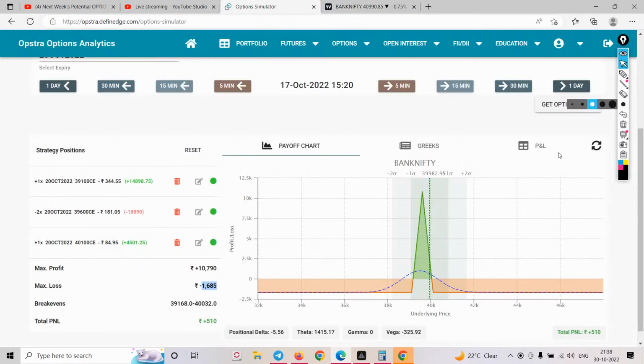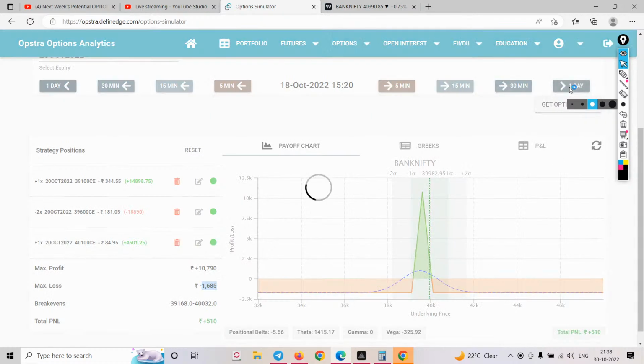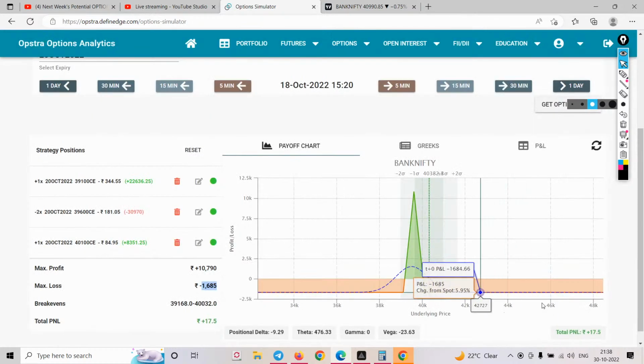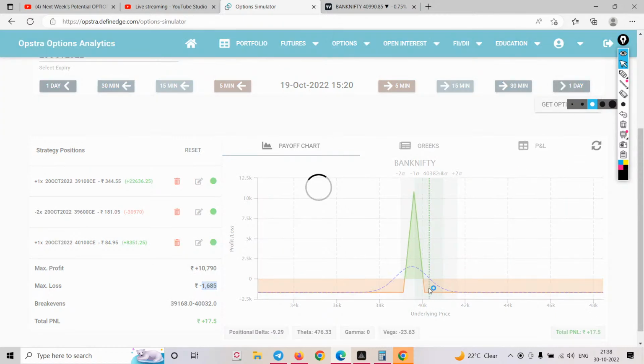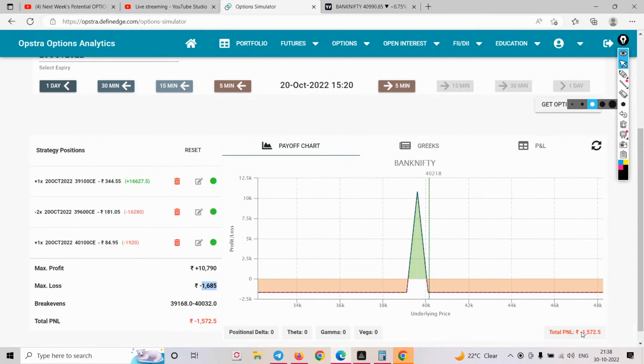Our original ironfly was giving us what loss? It was giving 7,800. But check your butterfly. Butterfly will give you less loss. This is a directional butterfly. We know butterfly will fall into this red area, but your loss is only 1,572. Got it? Check the difference of ironfly and butterfly.